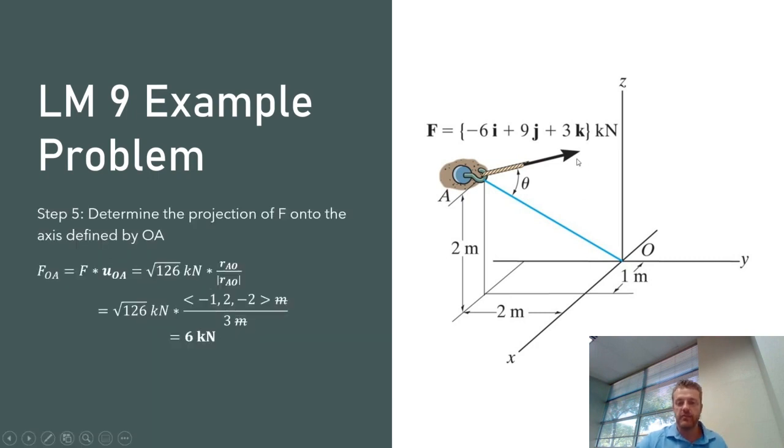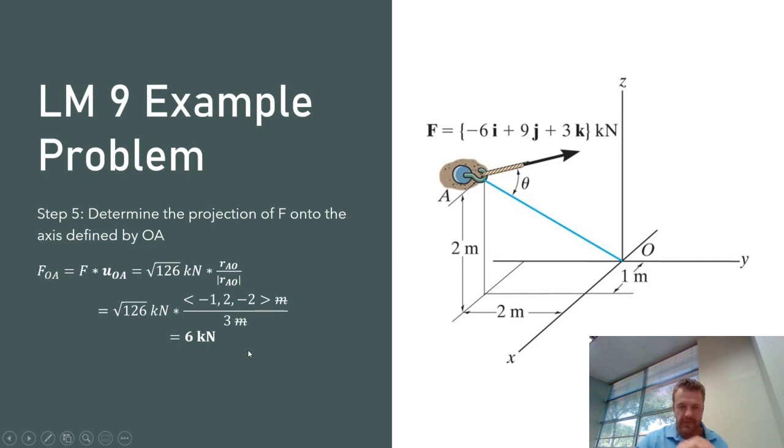Second part of the problem, I want to project this force onto this axis. Since I already know the magnitude, I computed it on the last slide. All I need is a unit vector along this axis, and this should say from A to O. I'll correct that before I post. Ignore it for the time being. Magnitude of the force, not rounded, was root 126 kilonewtons. We have RAO from the previous slide. We have the magnitude of that position vector from the previous slide. Notice that that cancels the units of meters and just gives me units of force.